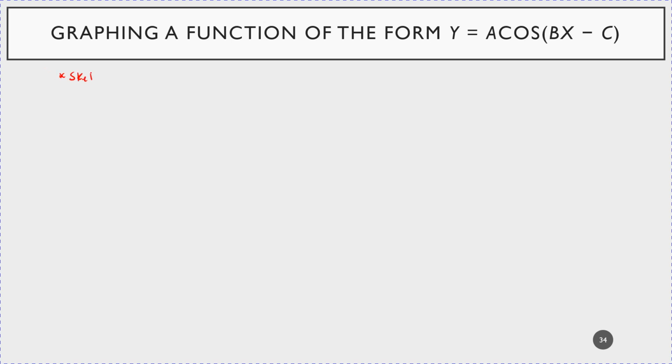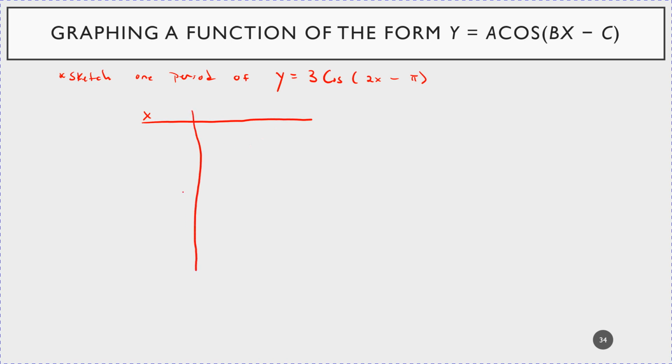So again, we're going to sketch one period of y is equal to 3 times cosine of 2x minus pi. We started with 2 pi over 4, which is really pi over 2, but trust me that this helps. Then you're going to add quarter periods.